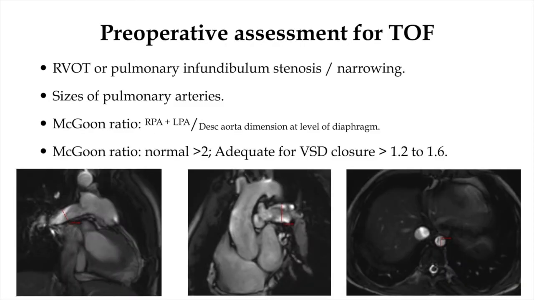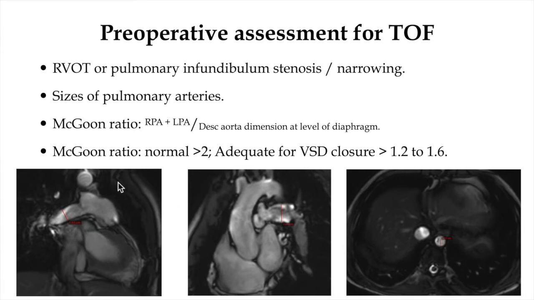In the preoperative assessment, the sizes of the pulmonary arteries play an important role in the decision whether the patient has to go for the total surgical correction for the TOF or the palliation surgeries like modified BT shunt. There are certain ratios like the McGoon ratio, which is described as the diameter of RPA plus LPA divided by the descending aorta diameter. The RPA and LPA diameters are to be taken just before the bifurcation. So this is the RPA, this is the diameter taken just before the bifurcation. This is the LPA and this is the diameter measurement. This is the aorta dimension.